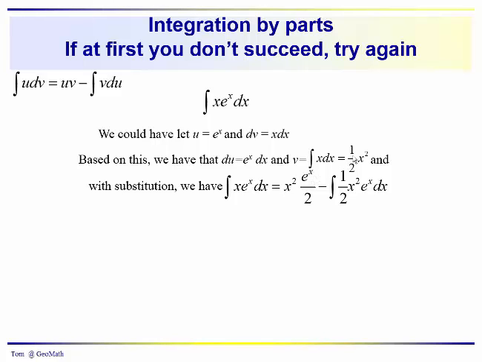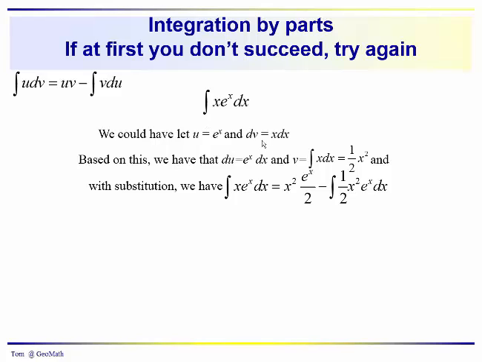It's our 1/2 x squared here times v, or times u, which is e to the x. Okay, let's just reverse their order here, so we have x squared e to the x over 2 minus the integral of 1/2 x squared e to the x dx. So that really didn't help us. So we did have another choice here.